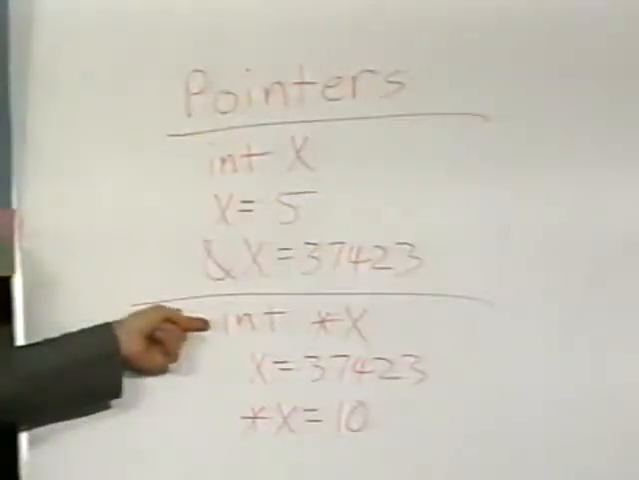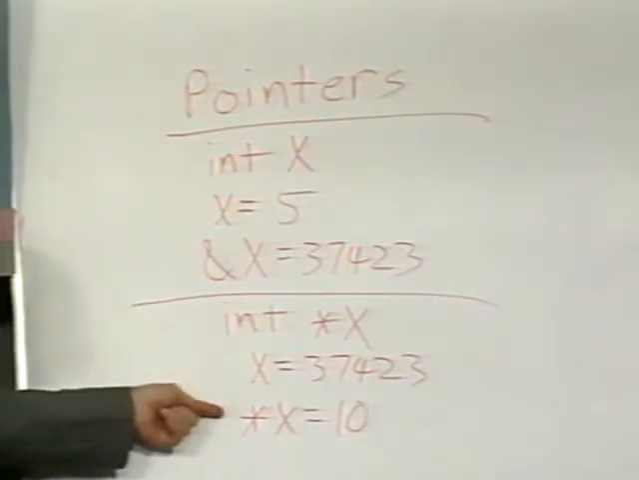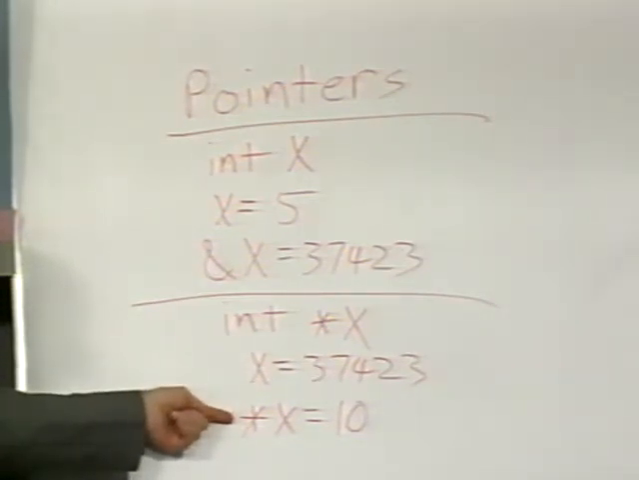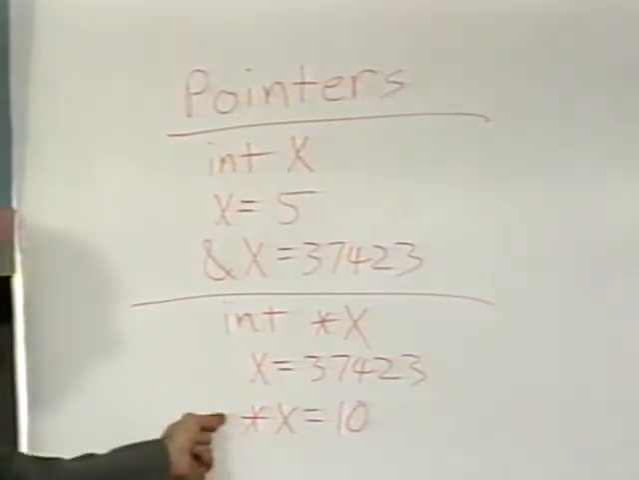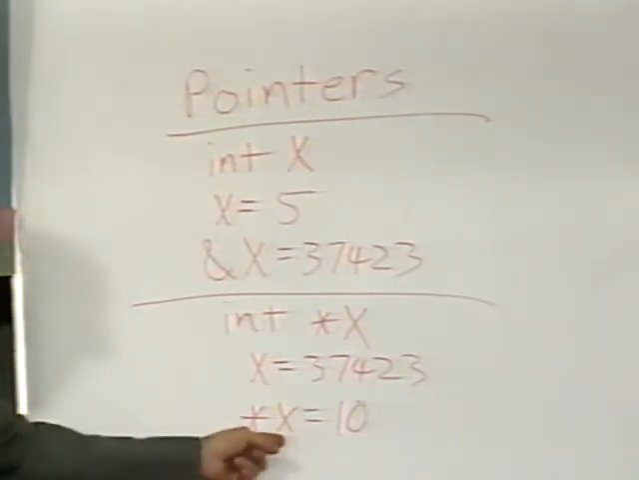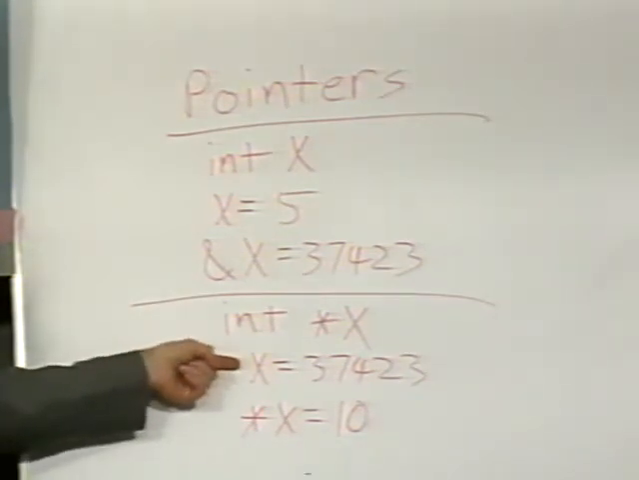We declare x to be a pointer. That means x is an address. Whenever we want to find out what is at that address, we put the asterisk in front of x. So *x may give us a value of 10, whatever the value happens to be at this location in memory.